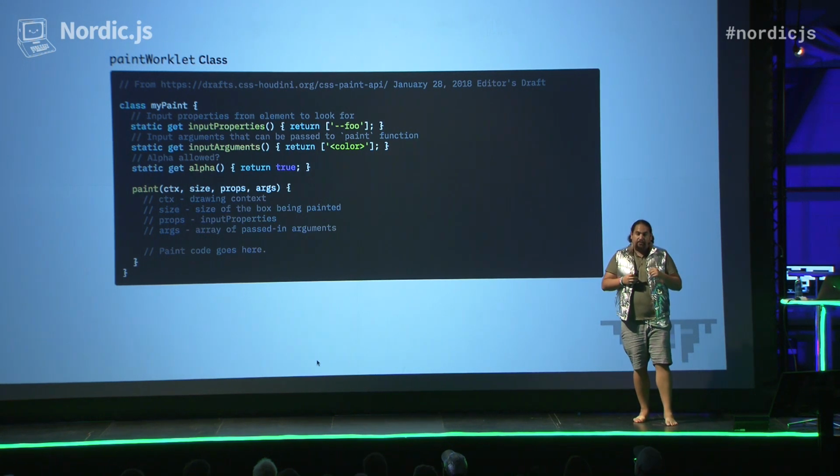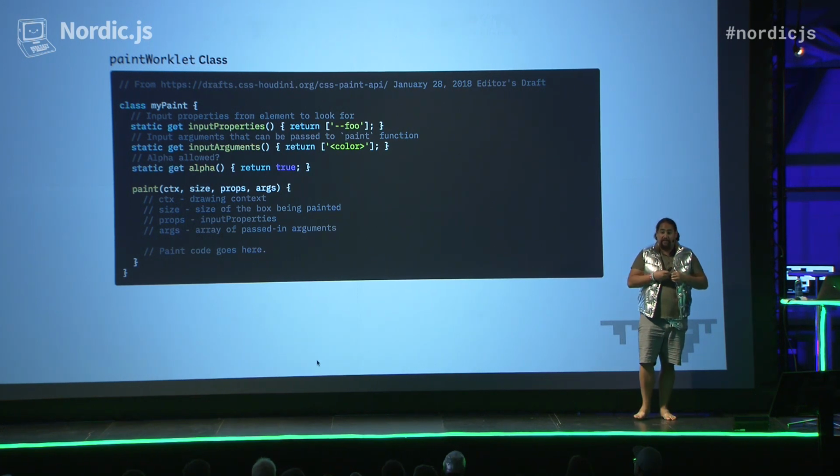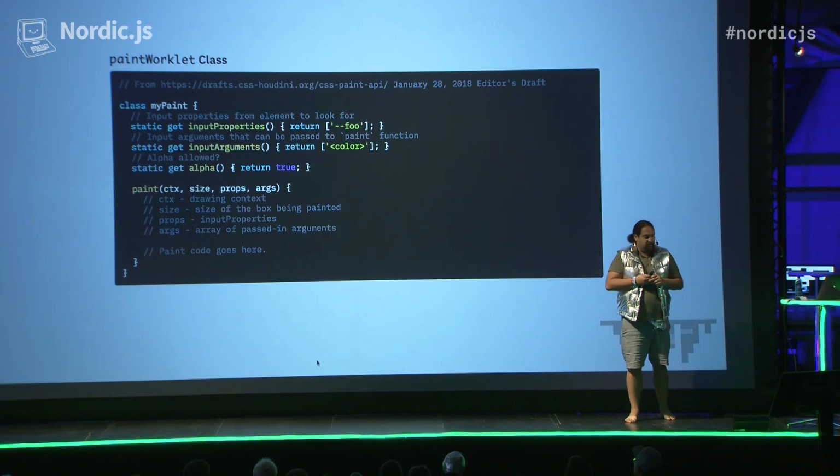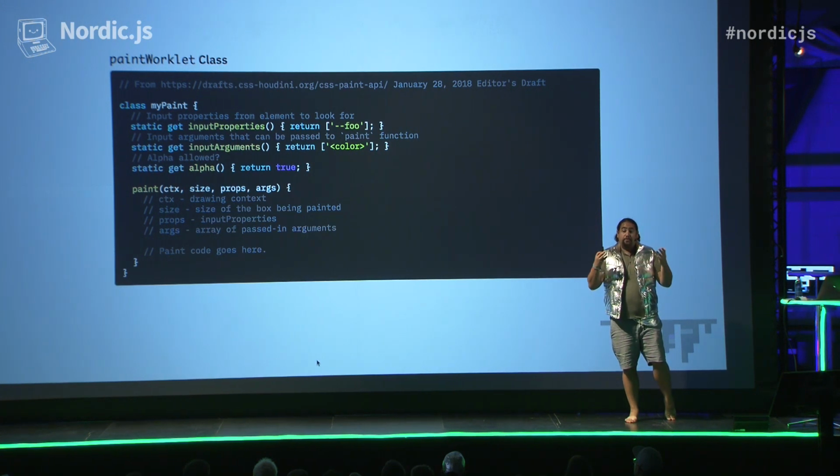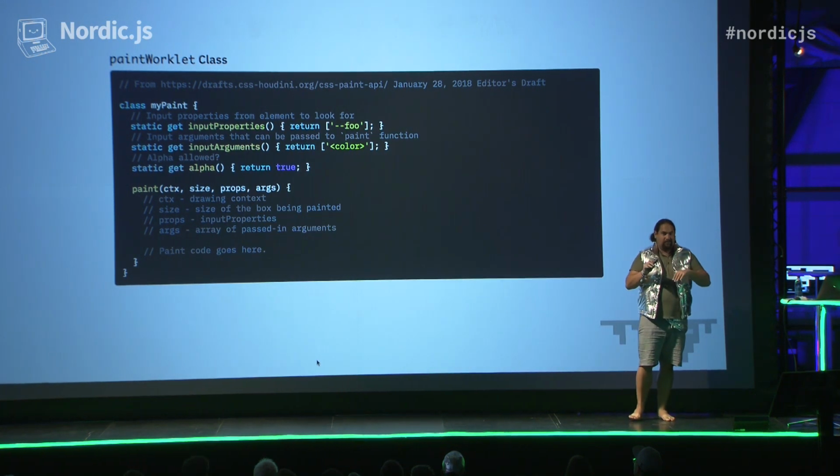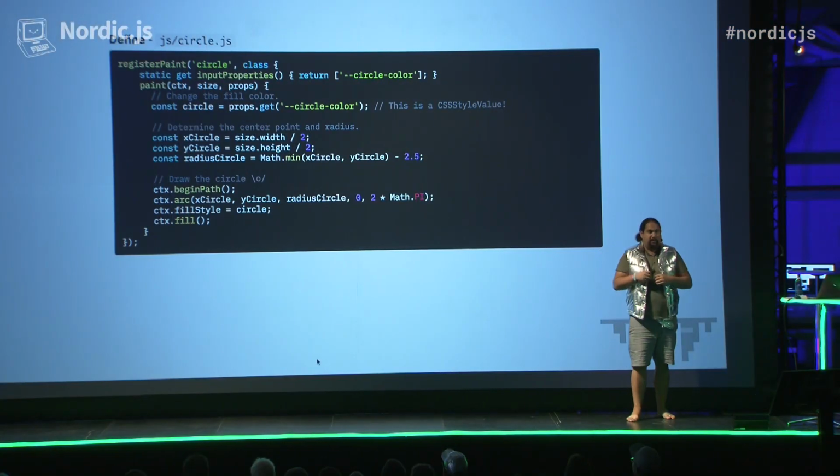So the Paint worklet looks a little bit something like this. We have static input properties and static arguments. The input properties are what's actually going to be read in from the DOM, the properties that are going to be passed. Input arguments, there is a new Paint function where we can pass arguments in. Whether or not alpha is allowed, this doesn't work so well, so don't worry about it. And then the Paint function itself, this is this worklet's process function. It takes in the drawing context, the size of the elements, the properties that are input, and the arguments that are input.